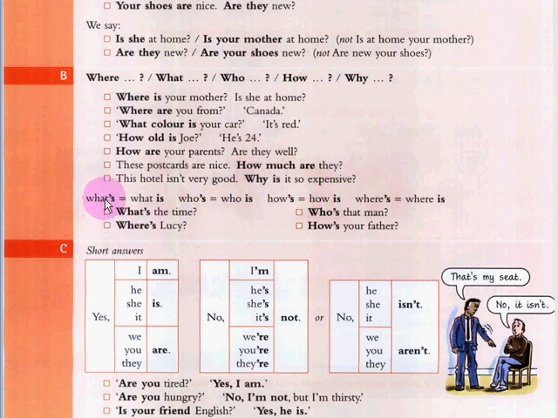Now, aside from using this, you can also use the short forms of the word is with WH question words. Like, for example, what is becomes what's, who is becomes who's, how is becomes how's, and where is becomes where's. For example, what's the time? Where's Lucy? Who's that man? How's your father?